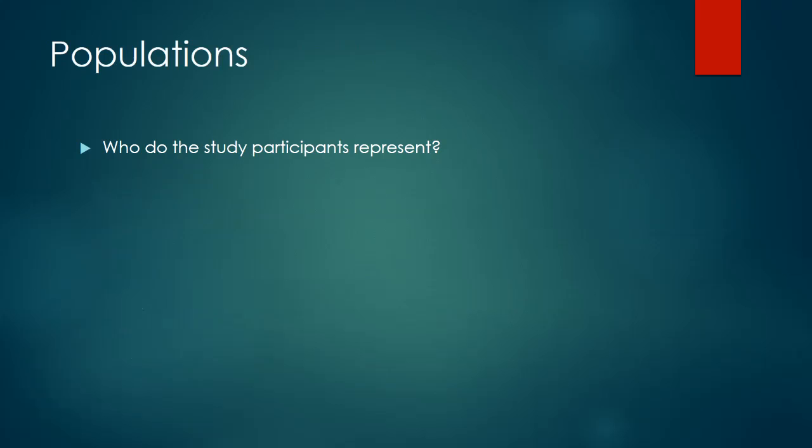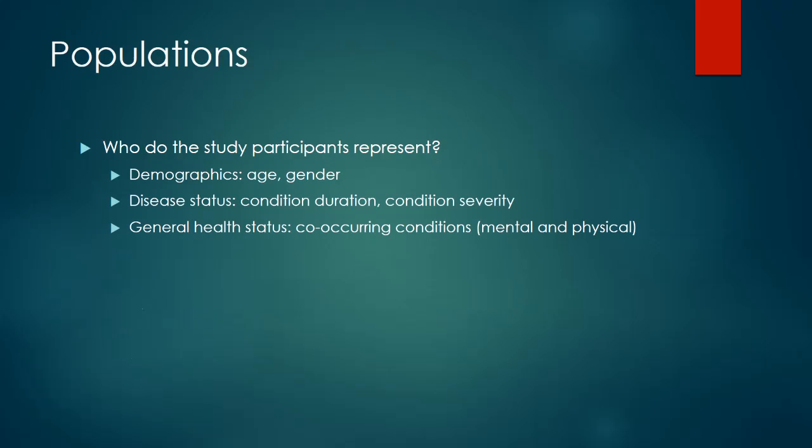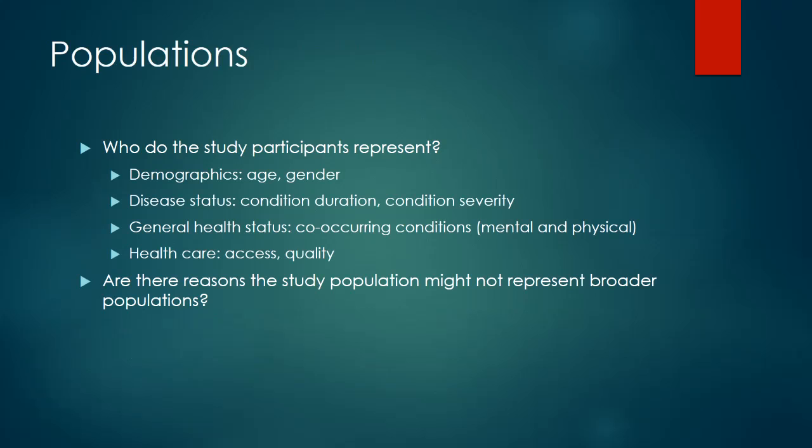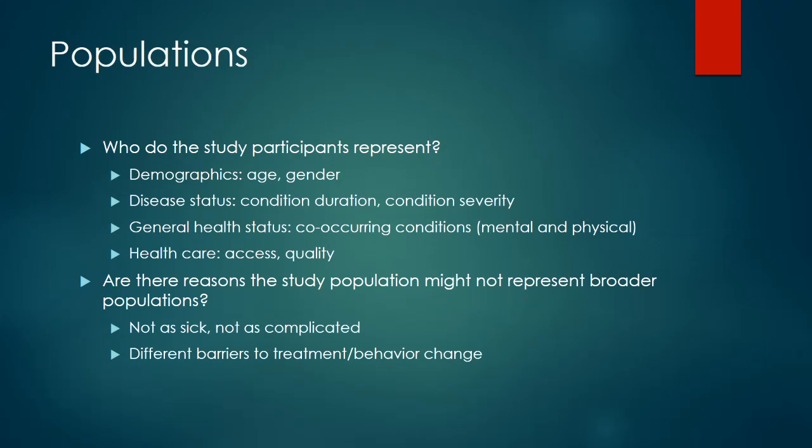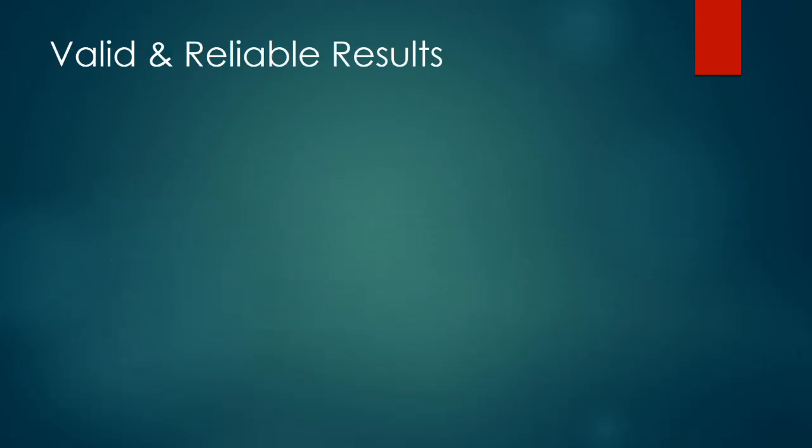Next, when we're evaluating the effectiveness of an intervention or the evidence for it, we want to think about the study participants. So who do they represent in terms of their characteristics, their disease status, their general health, and also their healthcare access and quality? Are there reasons that this study population might not represent a broader population and potentially our population of interest? This might be because they're not as sick or they're not as complicated, or there might be different barriers that they experience than our patients that we're interested in implementing this intervention for.